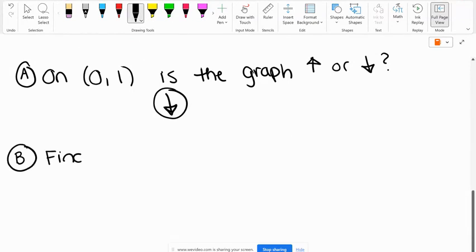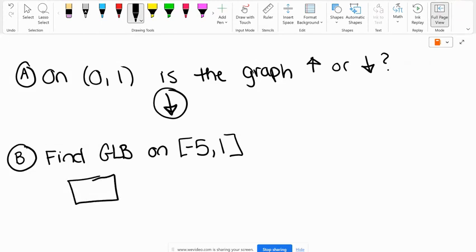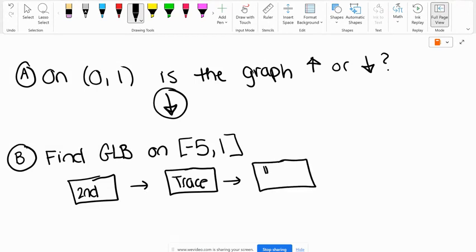Find the lower bound on the interval of -5 to 1. So there's a way the calculator will find it for us. What we're going to do is hit the second button, then trace, then number 3 where it says minimum.